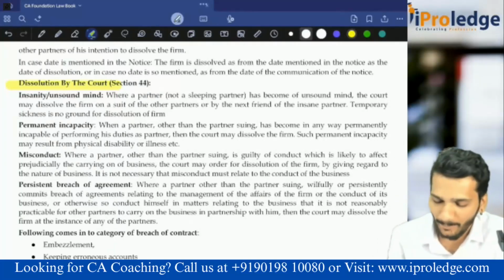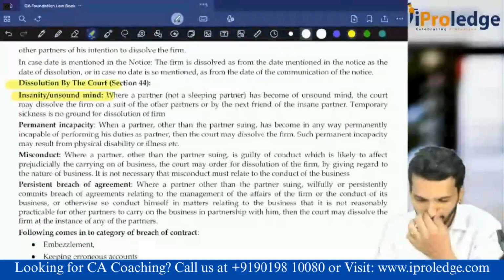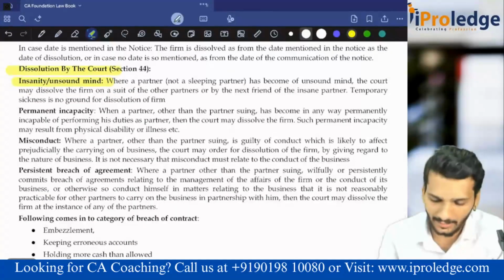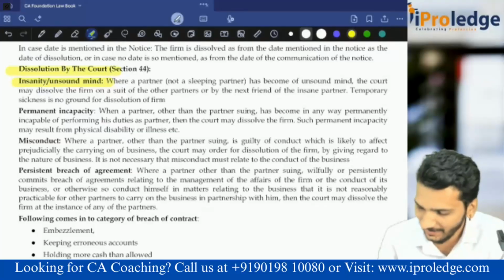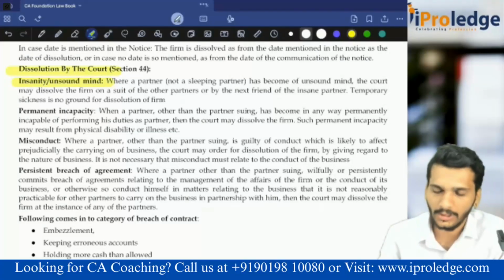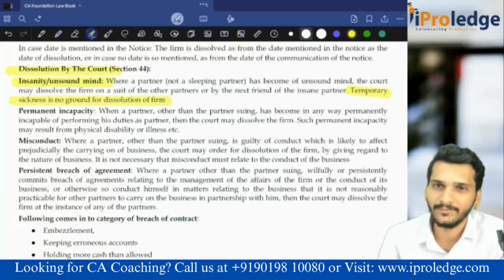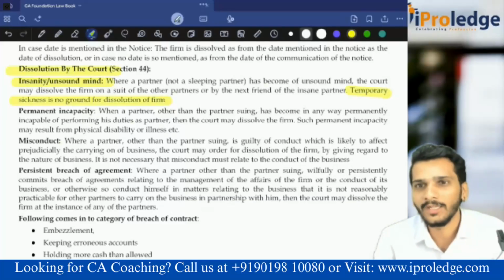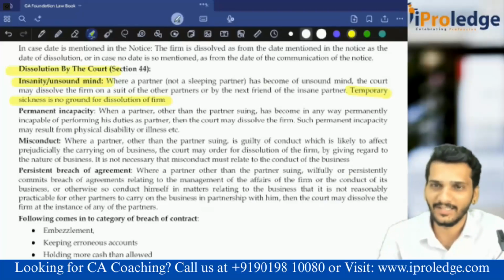When a party becomes of unsound mind or insane, then it has to be dissolved. Insolvent is compulsory dissolution. Sorry, not insolvent. What is it? Insanity. Except one person, if everybody becomes insane, then it has to be dissolved. But here they are telling that temporary sickness is no ground for dissolution of the firm. What is temporary sickness? You are ill for some period of time, and you can't consider that as insanity. If you have a fever and you are saying all sorts of things, you cannot say you are already mental. That is temporary insanity.